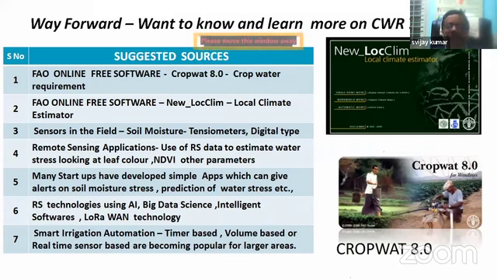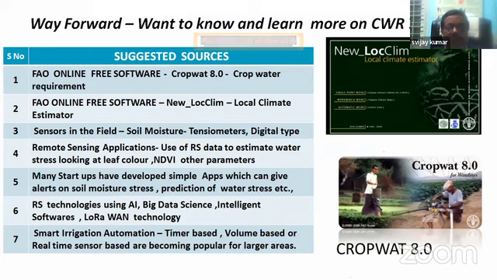And today a number of startup companies have developed very simple apps which can give you alerts on soil moisture stress, and not only soil moisture, even nutrient stress. You can even look up certain diseases that are happening. You will even have an advanced prediction model, with remote sensing technologies in combination with artificial intelligence, big data science, intelligent software, and LoRaWAN technology.